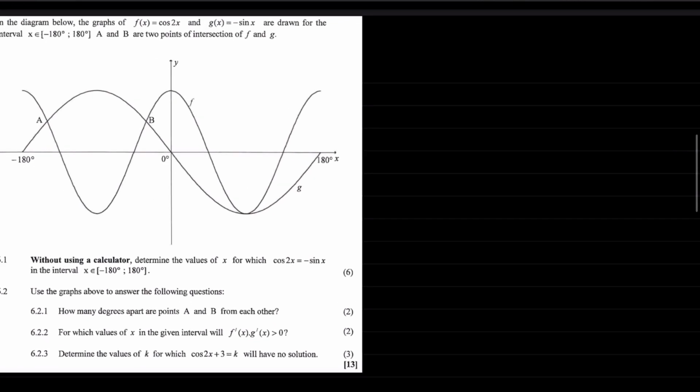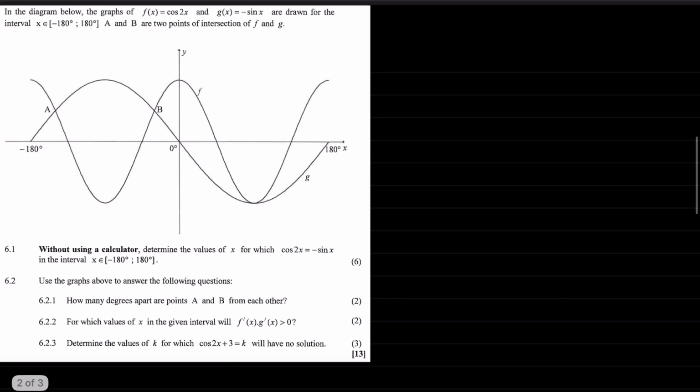Right, next question. It reads, in the diagram below, the graphs of f of x and g of x are drawn for the interval. a and b are 2 points of intersection of f and g. Okay, without using a calculator, determine the values of x for which cos 2x is equal to minus sine x for the interval that's given to us. So without using a calculator means we're going to have to use reduction or double angles or something related to that. So cos 2x, now cos 2x is a double angle, and I'm seeing that I have sine x on that side, right?